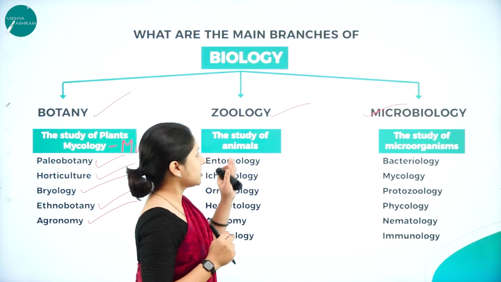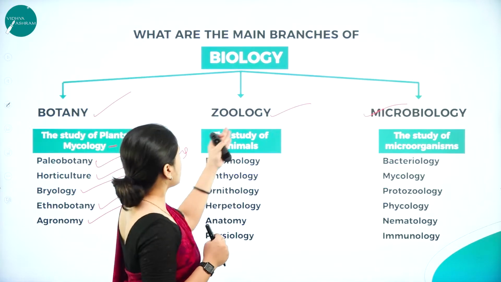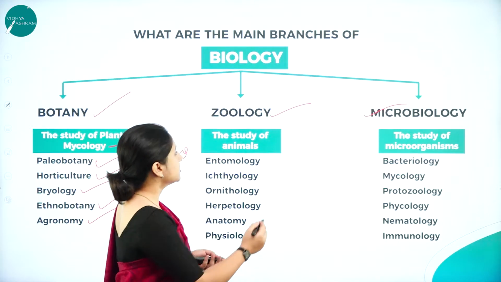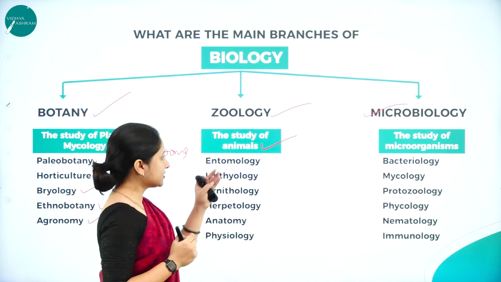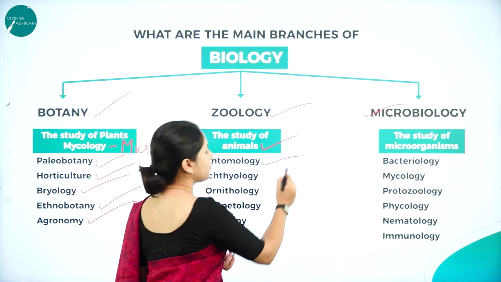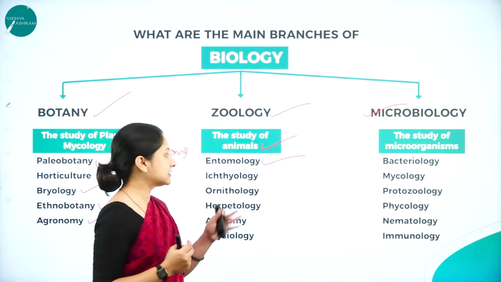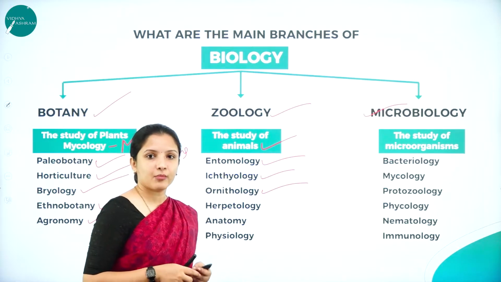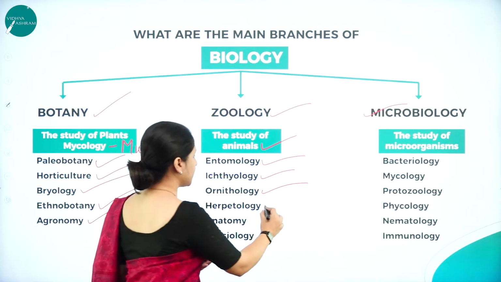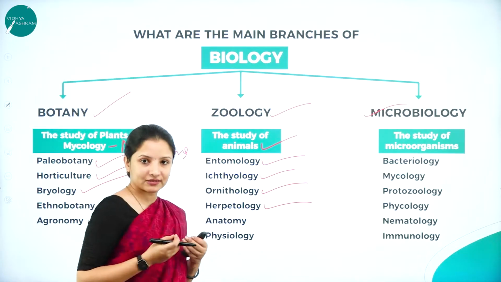Again in biology there is one more branch, that is zoology. The study of animals is nothing but zoology. Under zoology, we have entomology, wherein we study about the insects. Then we have ichthyology, then ornithology, wherein we study about the birds. Then we have herpetology, wherein we study about the snakes.